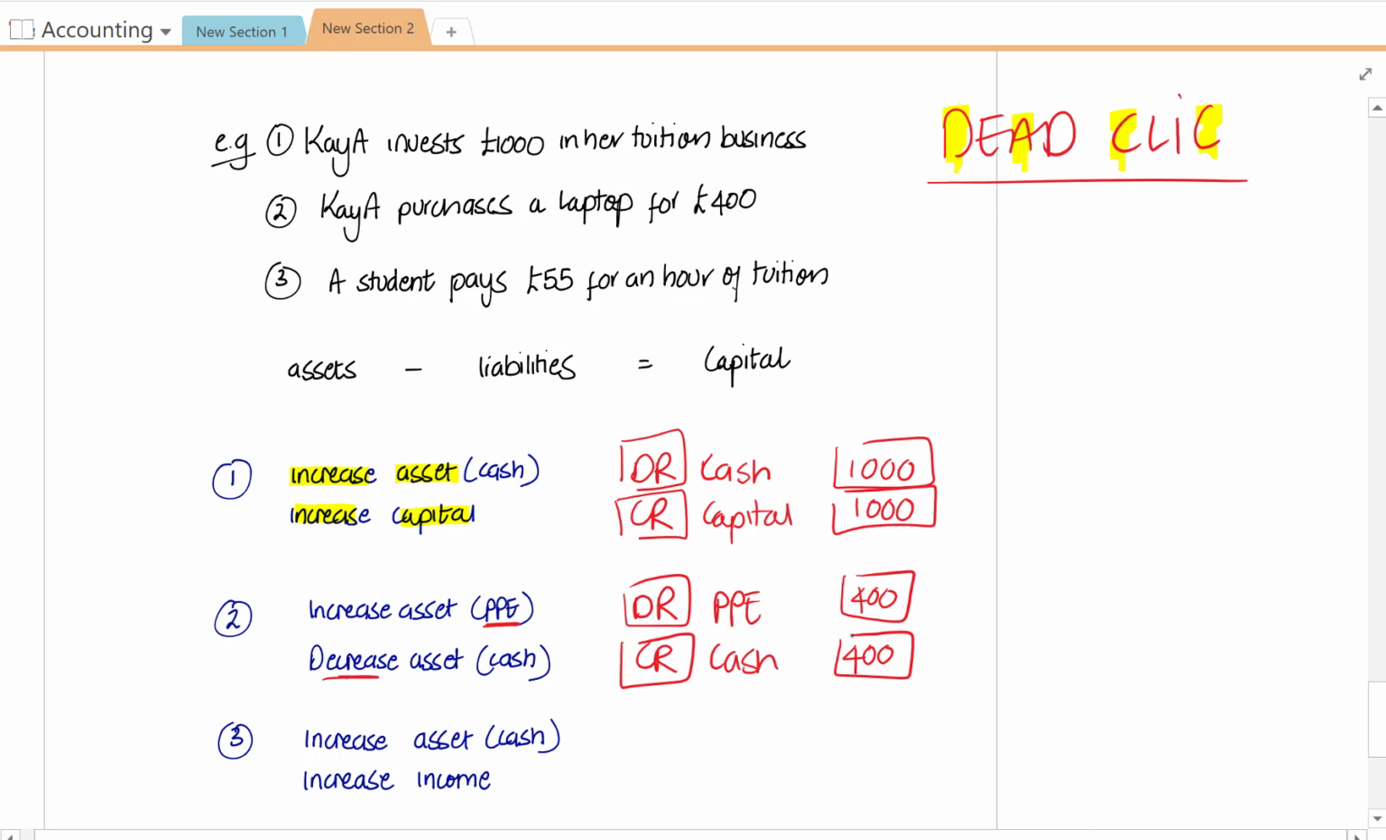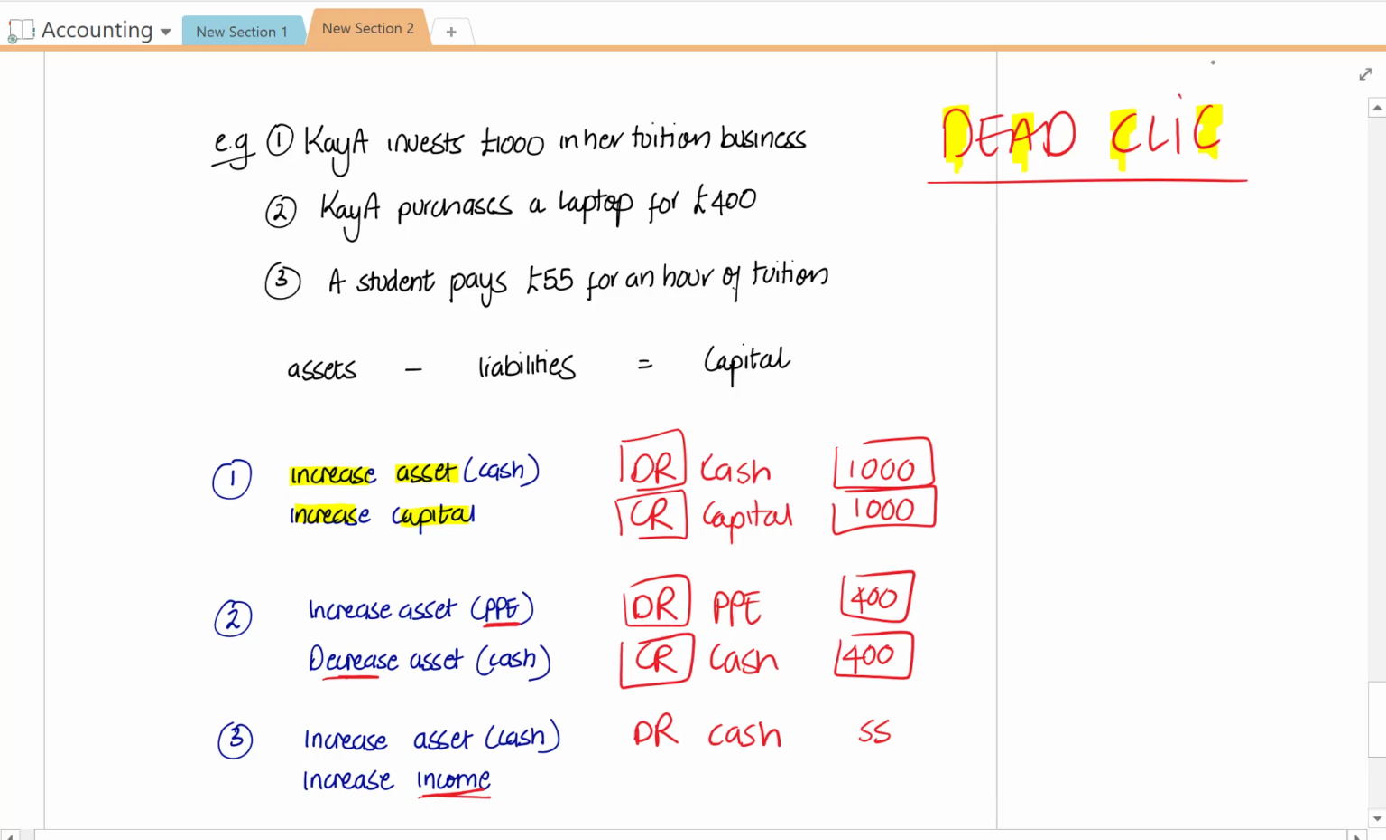Which brings us on to the final transaction. With this final transaction, we said that £55 income or revenue increases profits, which increases capital. What I've tried to do here in terms of thinking about the movement is be specific by saying it's an increase to income. If we think back to our increases and decreases, yes, we said increase to capital, but if we're going to be specific when noting the detail of a transaction, it is an income. So we are going to start off by saying that's money coming into the business. So we're going to debit and therefore increase cash 55, and it's an increase to income.